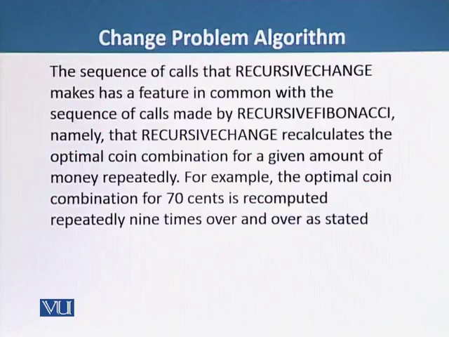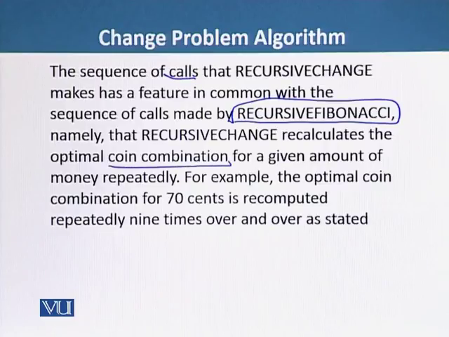And we can see here the sequence of calls that we have seen in step number 6. The recursive change has a feature in common with the sequence of calls made in the recursive Fibonacci. We have already seen previously the recursive Fibonacci problem, which we solved by using these recursive calls. The recursive change recalculates the optimum coin combination. So this is the problem with the recursive algorithm.